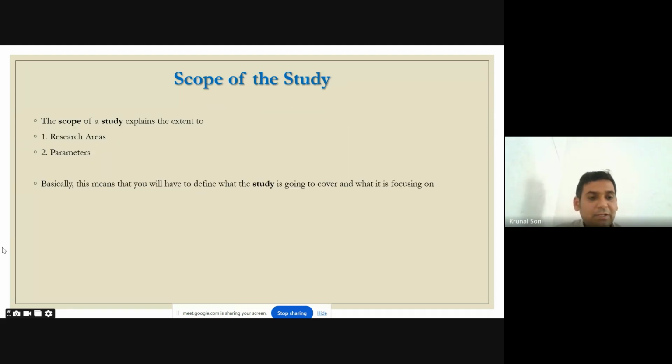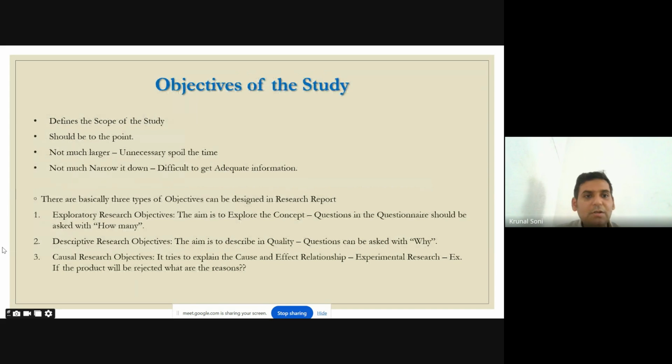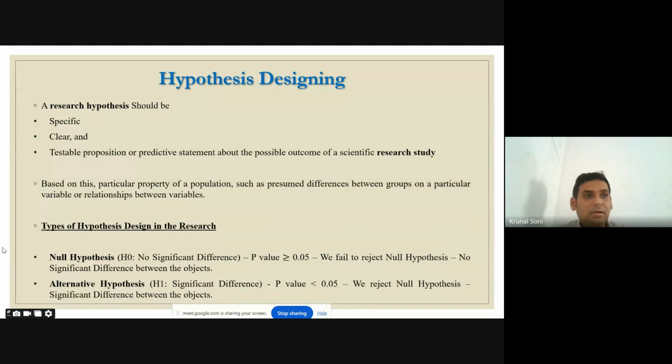Scope of study. So that is called the research area and parameters that we are going to cover as a part of research. Objectives, that is overall the scope and the points to be covered in terms of title. Hypothesis. So to prove the objective, what sort of hypothesis do we need to frame? So hypothesis is basically framed in null and alternate, right? So depending upon the types of hypothesis.